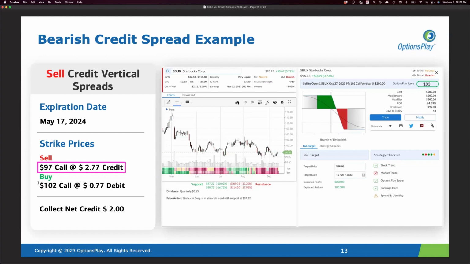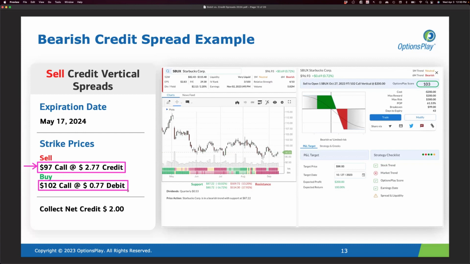And that's when you turn to a vertical credit spread, where you sell the $97 call, collect $2.77, and then you buy a 102 call for 77 cents. So this has the opposite effect of a debit spread. In a debit spread, you're selling a put option because you're trying to collect some premium, and you're basically saying, I don't think the stock is going to move materially below that specific strike price, like we did with that Marriott example. But here, what we're saying is that by selling a naked call, you have unlimited risk.